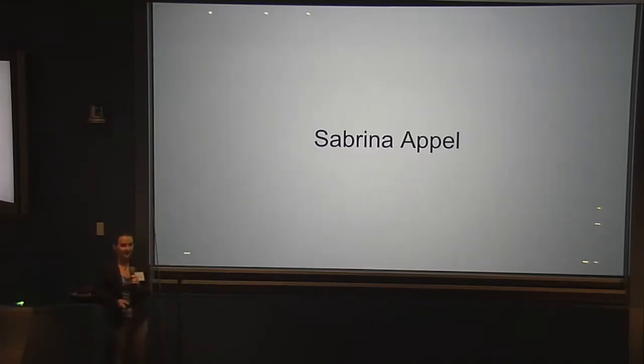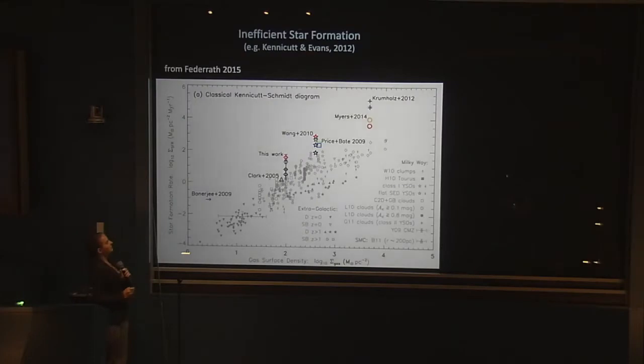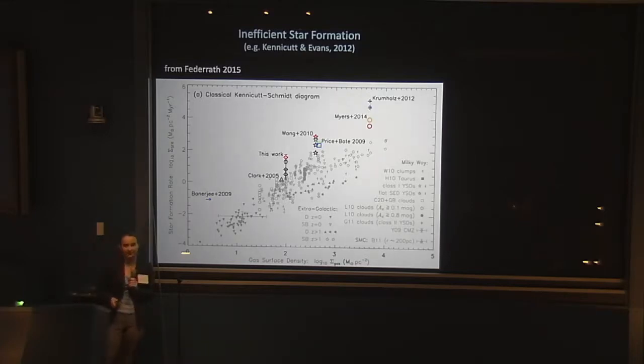My name is Sabrina Apple. I'm a graduate student at Rutgers working with Blakesley, and I'm going to tell you a bit about what I've been working on lately. So we know that star formation is inefficient, and we know that this holds at a range of scales and a range of redshifts. We also know that we must include stellar feedback in order to begin to reproduce a realistic star formation efficiency.